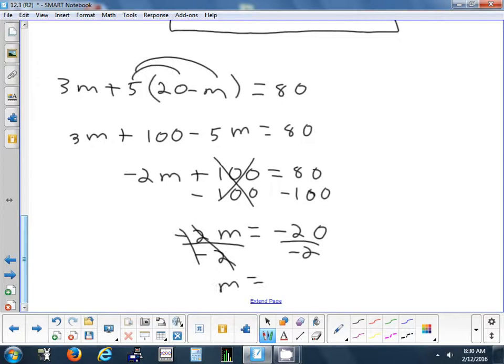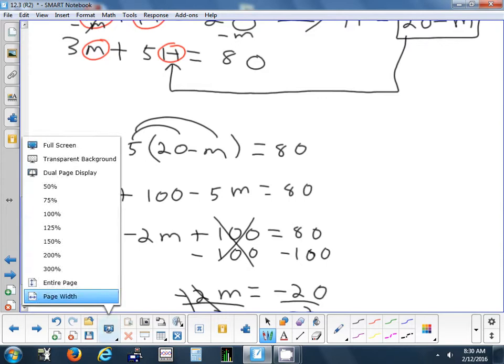How many pounds of sausage did the butcher sell? Zach? 10. Okay, so is that good? Is that the only answer we need? No. This is just the sausage. How do I figure out ham?